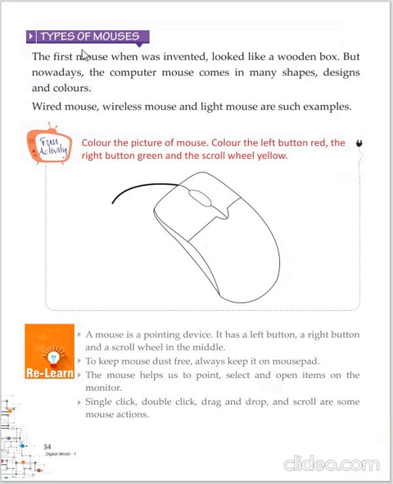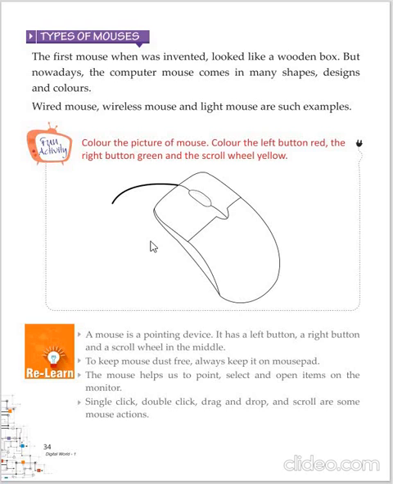Now let's see types of mouses. Do you know, children, that the first mouse which was invented, it looked like a wooden box. But now we have different types of shapes, different types of designs and colors in our mouse. We have wired mouse, we have wireless mouse, we have light mouse, we have variety of mouse available nowadays.